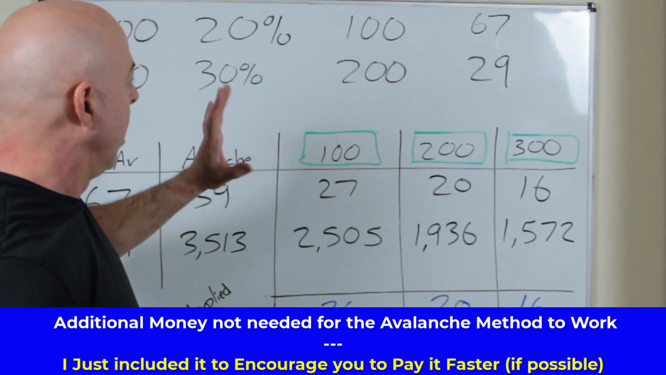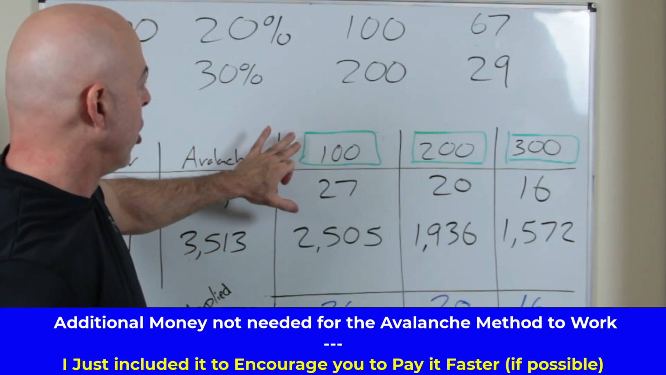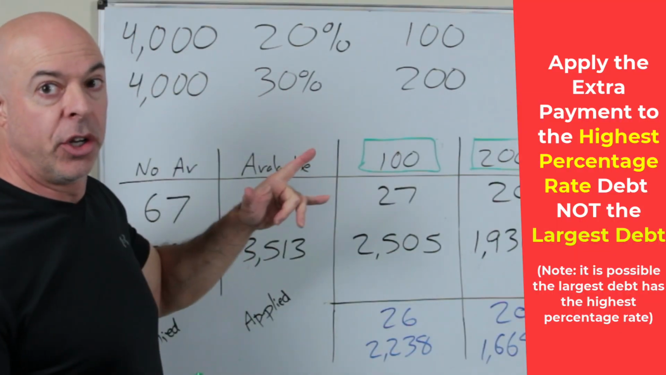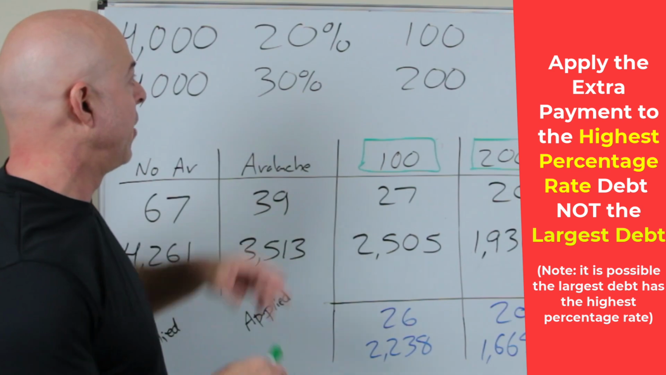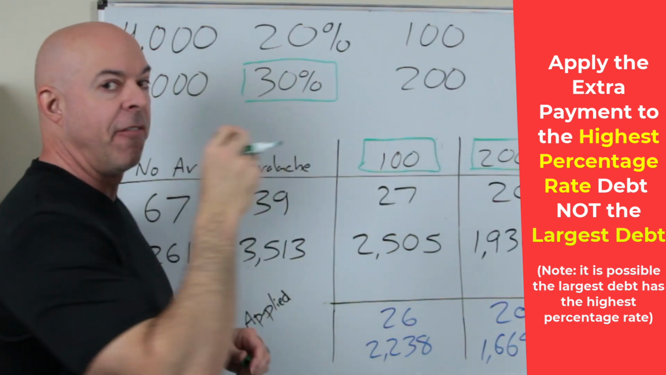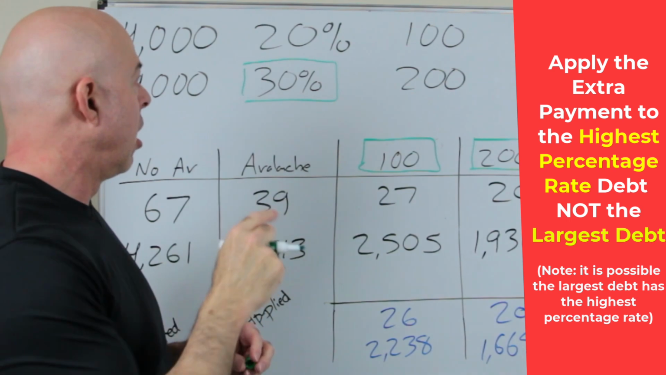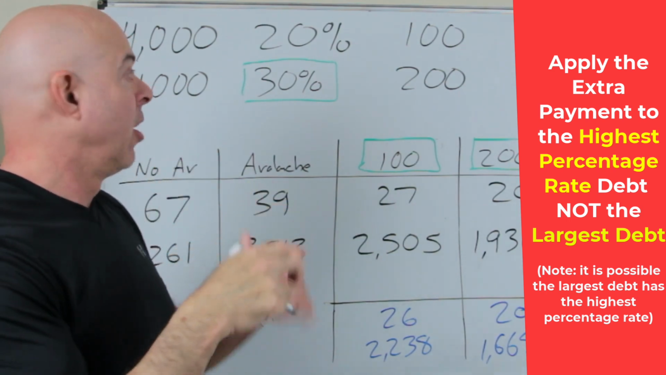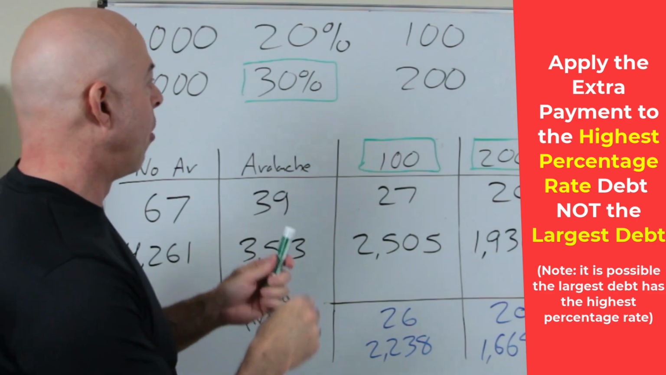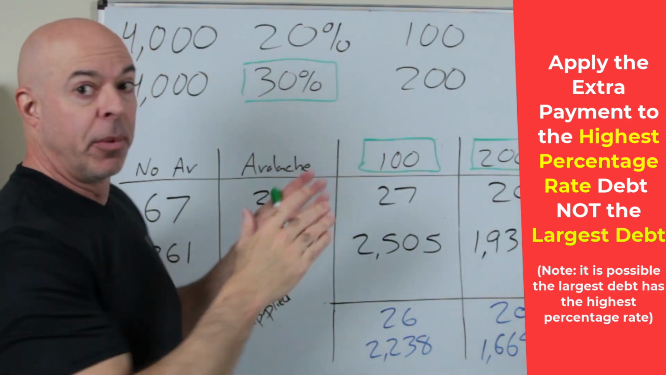See, if you've got an extra $100, you're going to have to send it to one of these 2 cards. Which one do you send it to? The Avalanche method says you send it to the highest percentage rate. That will make the fastest dent in your debt. Over time, you'll pay less interest. It's better for you.